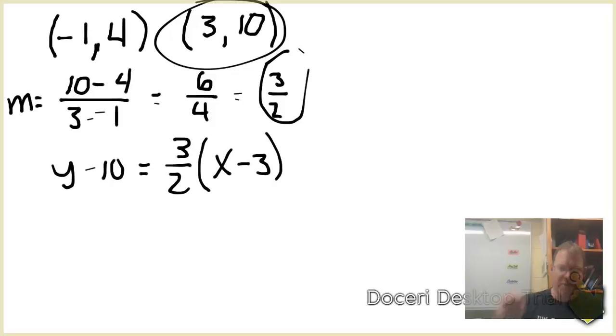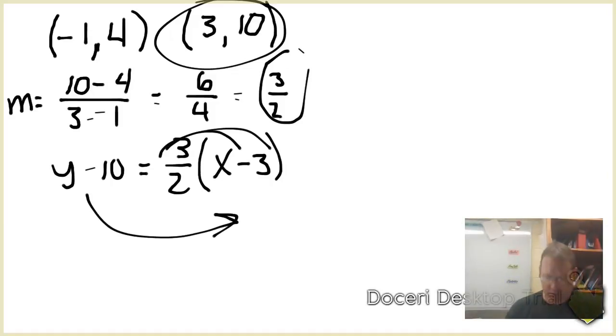And then you're back to the same type of situation we were just in. Point-slope form, distribute, bring that over, and you'll have it in slope-intercept form. Okay, so that's how you handle it if you're given 2 coordinates. That is the end of this video.